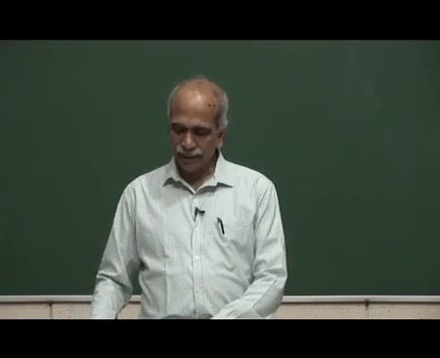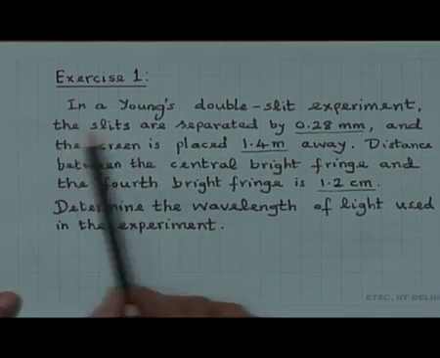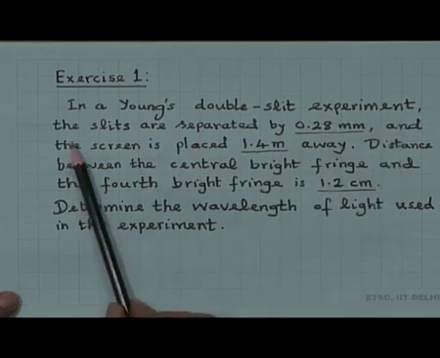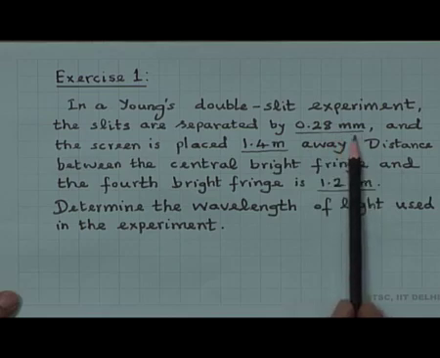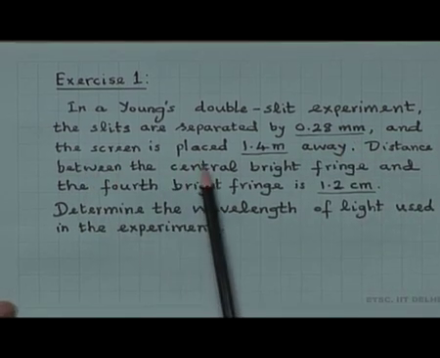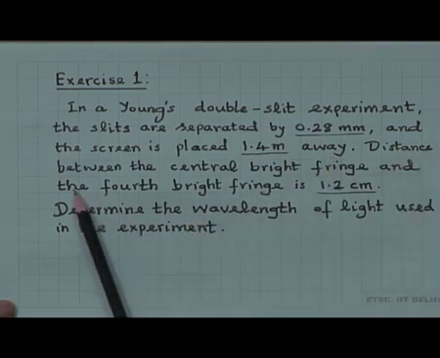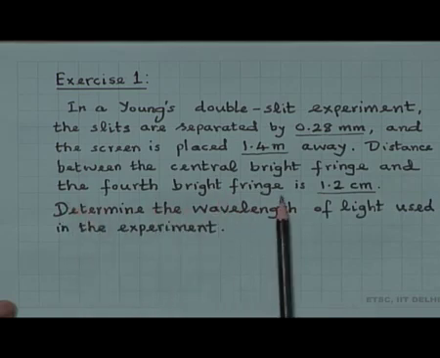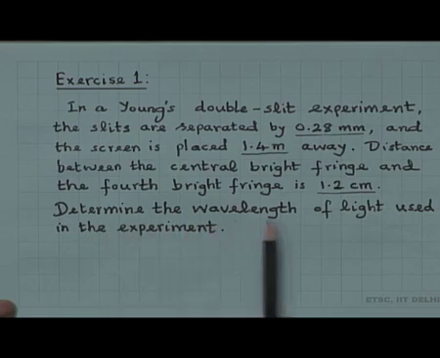This is from the textbook and let us see the problem. In a Young's double slit experiment, the slits are separated by 0.28 millimeter and the screen is placed 1.4 meter away. The distance between the central bright fringe and the fourth bright fringe is 1.2 centimeter. Determine the wavelength of light used in the experiment.